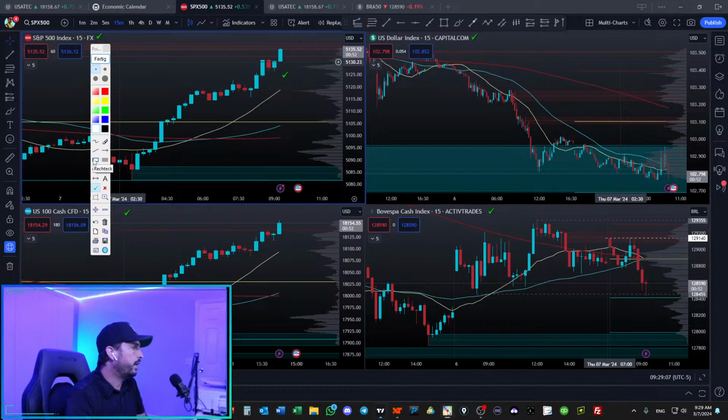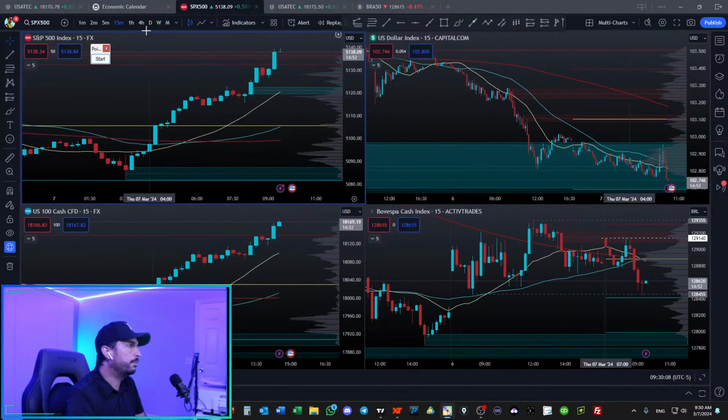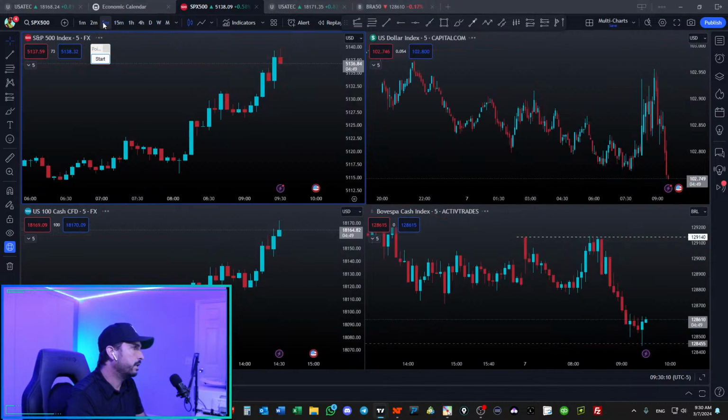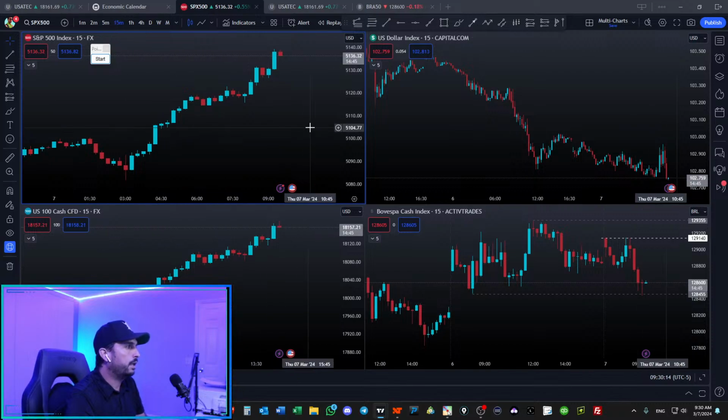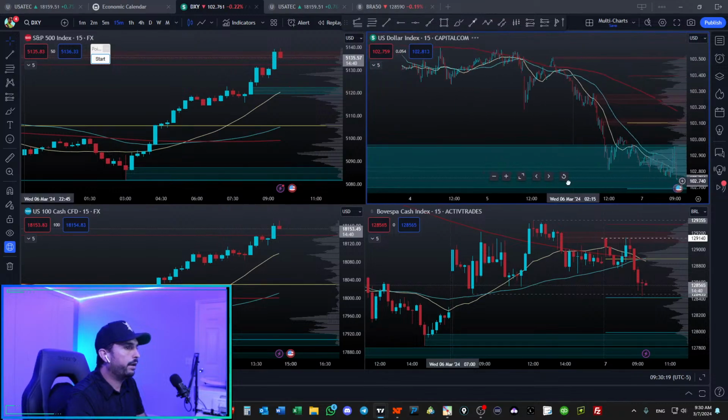I like to trade the Nasdaq and the mini index, the BR50 on Brazil. So those are mainly the two instruments that I trade, but I like to keep the S&P and the dollar also on my eyes on a higher time frame. I usually keep this in between the 5-minute and the 15-minute.